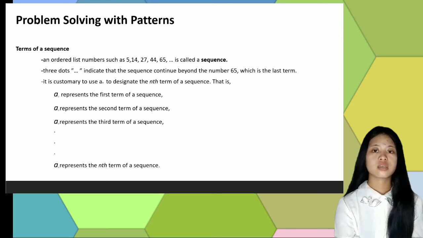It is customary to use the subscript notation a_n to designate the nth term of a sequence. That is, a_1 represents the first term of a sequence, a_2 represents the second term, a_3 represents the third term, and a_n represents the nth term of a sequence.